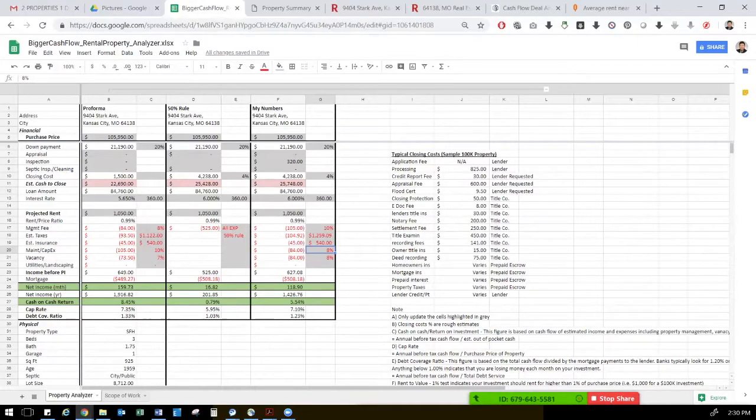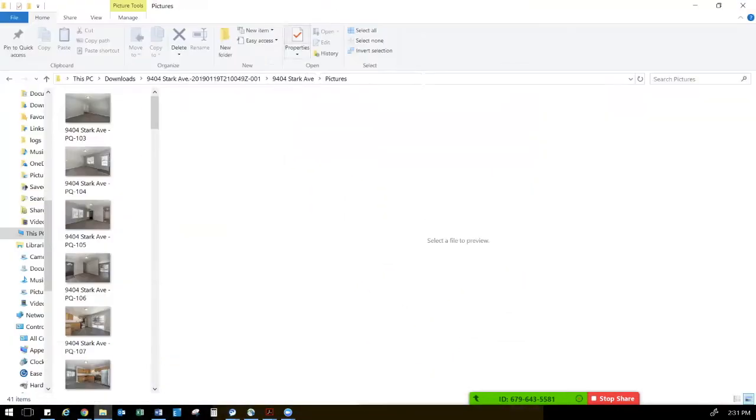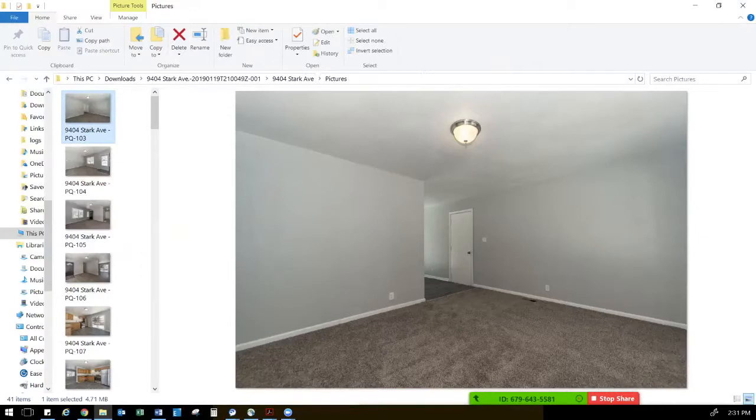Maintenance and CapEx, I do 8 and 8 for turnkey properties, again based on the level of rehab that they have. And I think this is a great opportunity right now to take a look at some of the rehab pictures and show you why I think this property at least warrants an 8% maintenance.